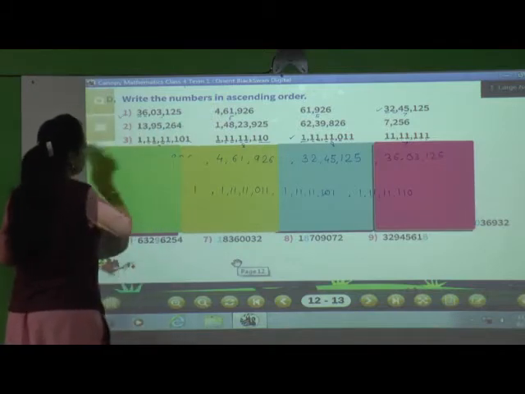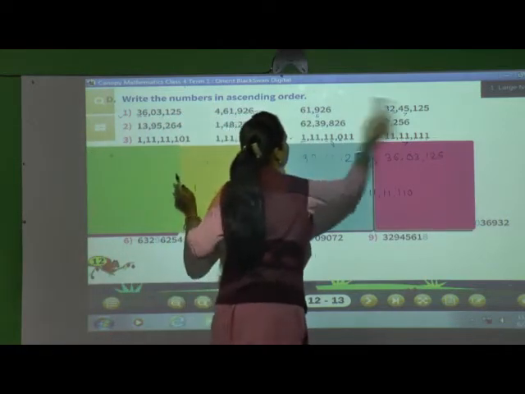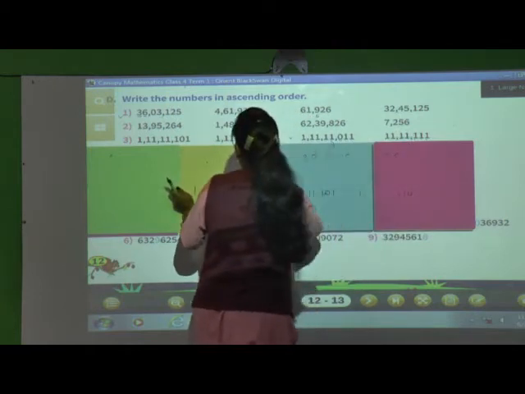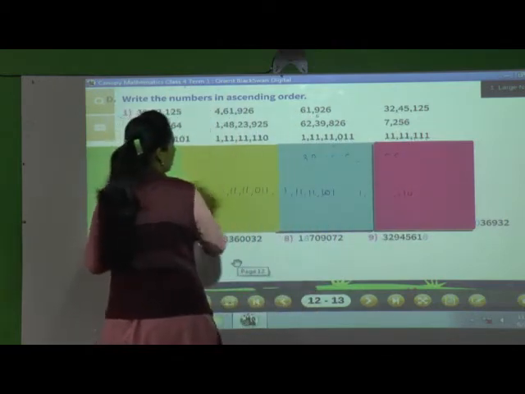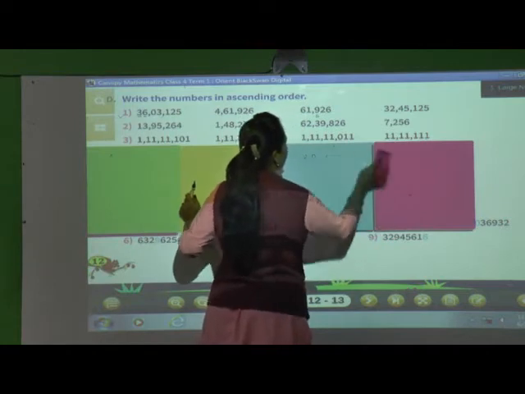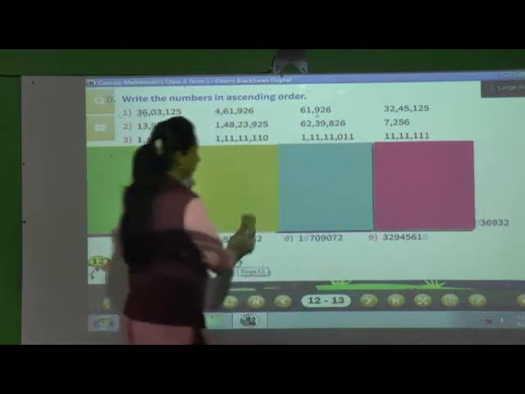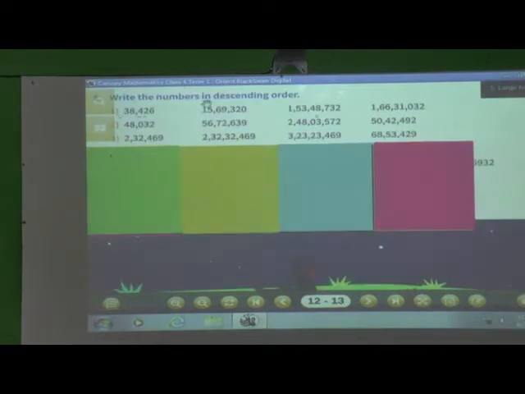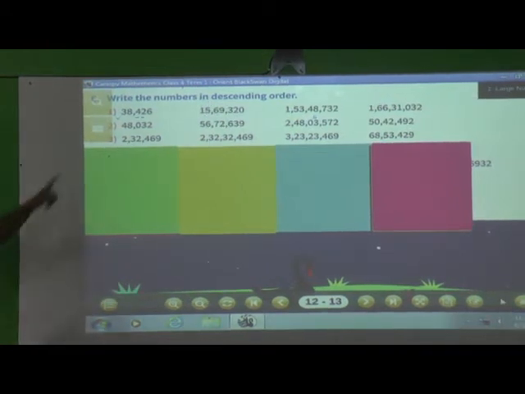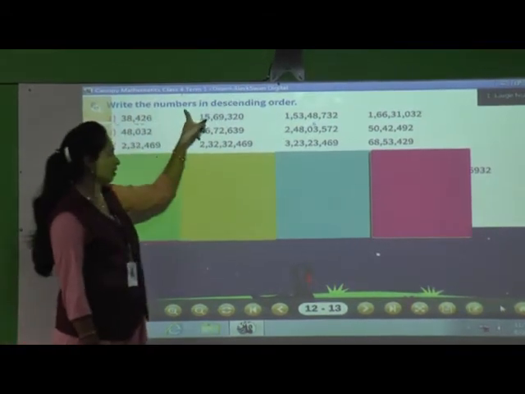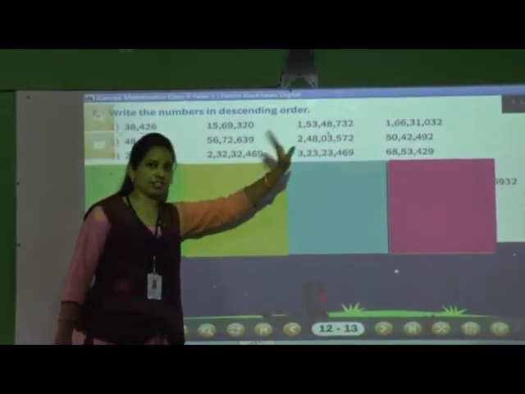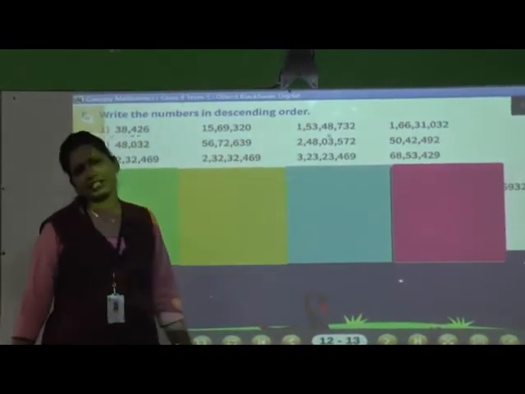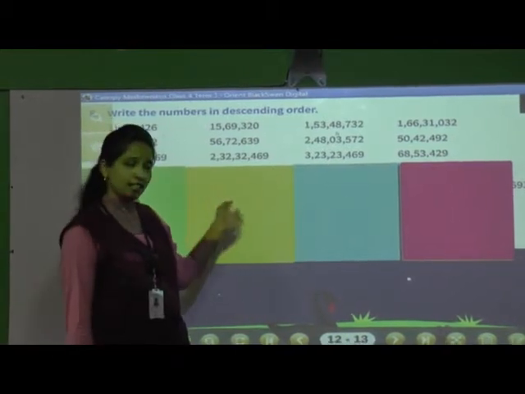Yes. Now we will move to our next question. I hope you all have opened the copy, but you are not going to write anything. Just try to understand the concept. Now see, after D, E question is there. What is the E question? Write the numbers in descending order. Now, exactly vice versa of ascending order.